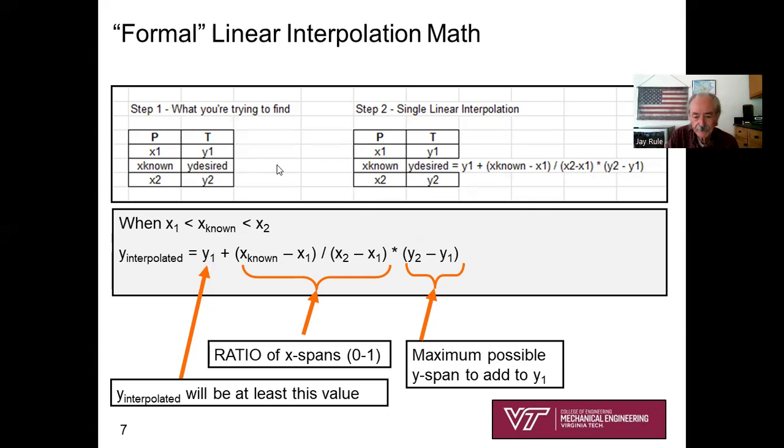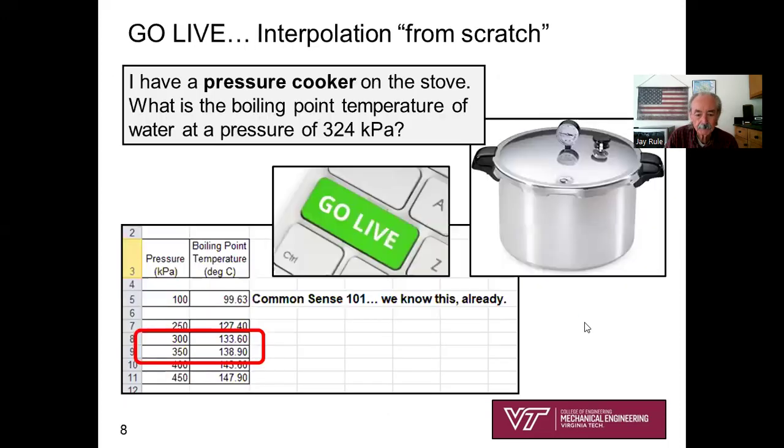It says that Y interpolated, or I should say Y desired, equals at least Y1 plus X known, what we're looking for, minus X1, the upper value, over the denominator X2 minus X1, that's the entire span, okay? And then that numerator and denominator gives us our proportion or ratio, and here is the maximum possible span, Y2 minus Y1, that will apply. So I hope that gets you comfortable with understanding the hows and whys of interpolation.